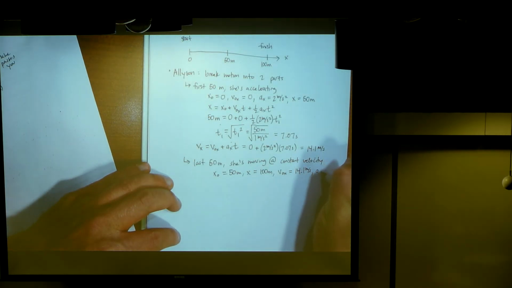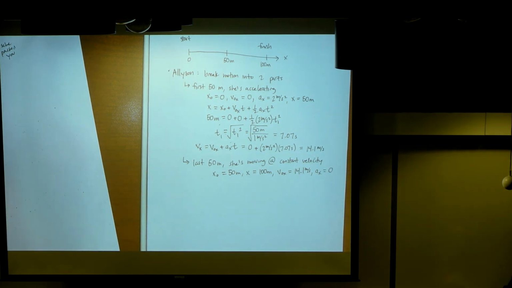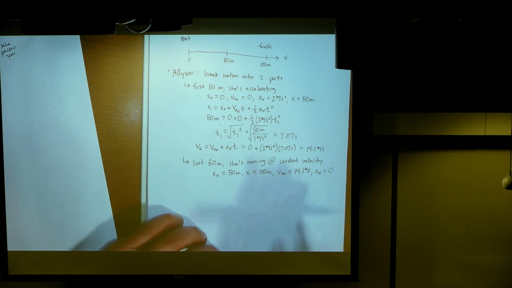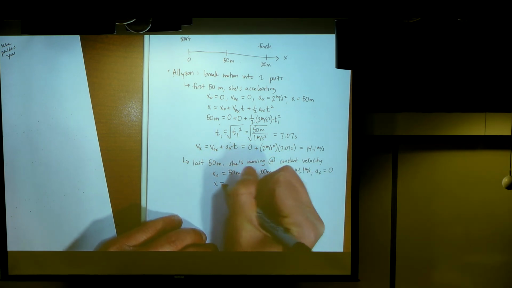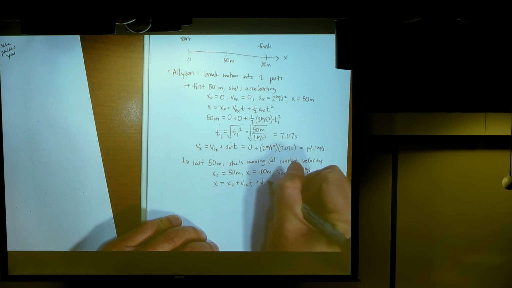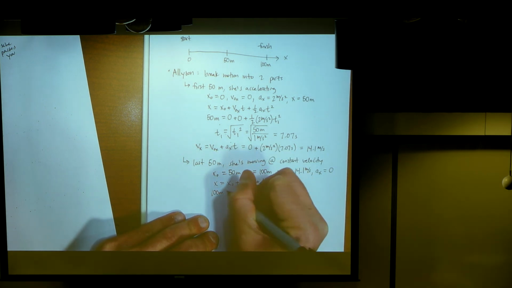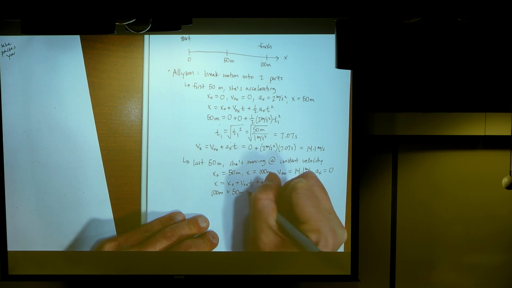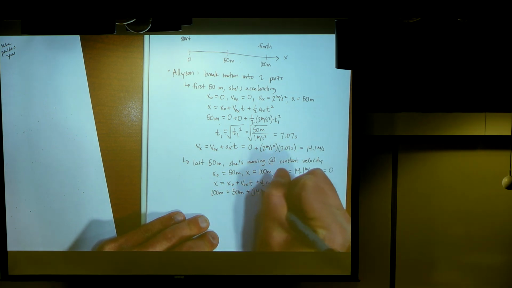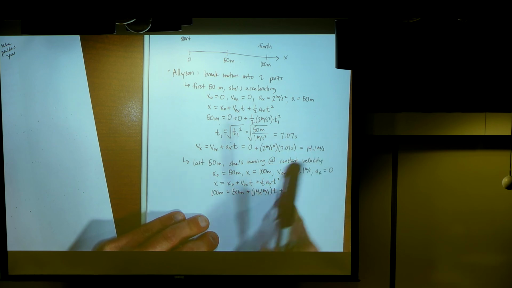Okay, so starting at this point, the velocity is 14.1 meters per second. And what can I say about the acceleration? It's 0, because she's moving at constant velocity for this last part. Okay? So put that into the kinematic equation. I'm going to just write it again. x equals x naught plus v naught x times t plus a half a x t squared. x is 100. x naught is 50 meters. v naught x is 14.1 meters per second, multiplying t. And then because our acceleration is 0, I'm putting in 0 for the last term.